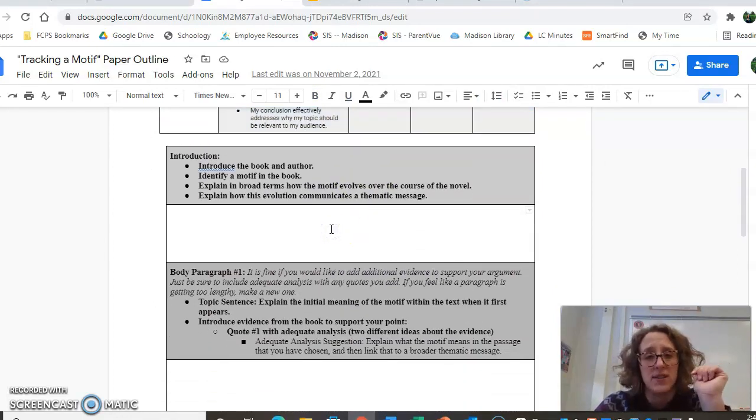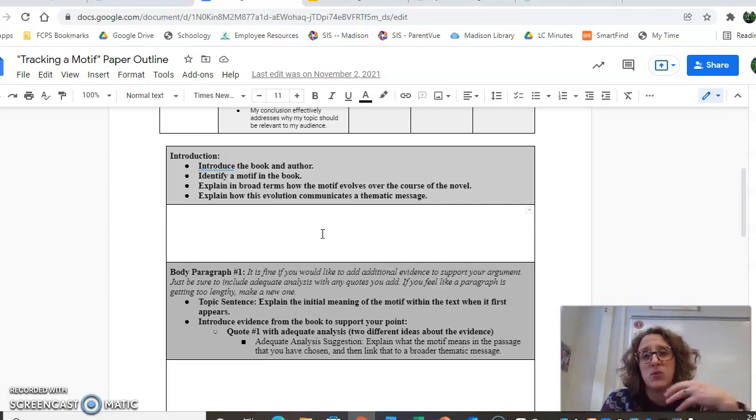Each part of this outline has some prompts of what you need to do in that section. This is not intended as a spot for you to write your entire paper. You can use bullets, you can use phrases, and if you really want to write out your entire paper here, I mean, that's not the intent of the outline. The intent of the outline is for you to plan out and jot down your notes so you know what you need to do when you start drafting.